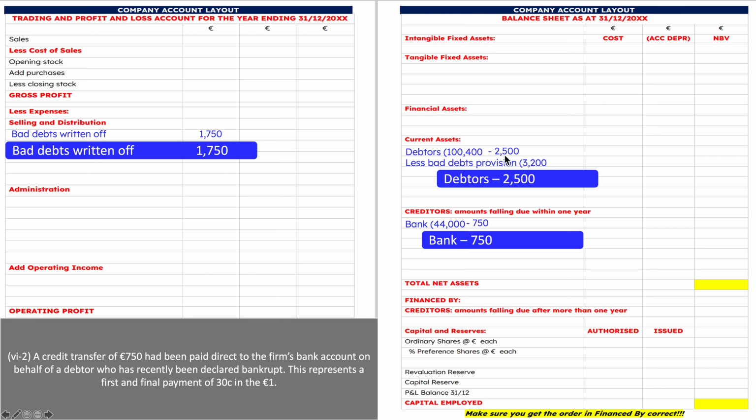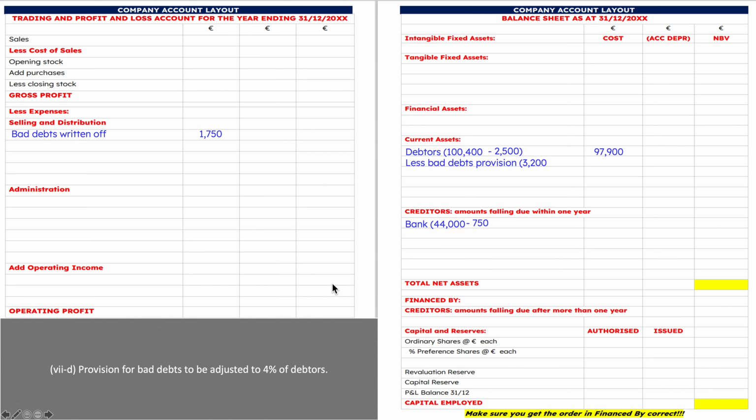And then from the debtor, we have to minus the two amounts. So debtors minus 2,500 is credited in the debtors account. This bank figure 750 is debited in the bank account, and this expense, bad debts written off, is debited in the bad debts account. So our debits and credits equal there.